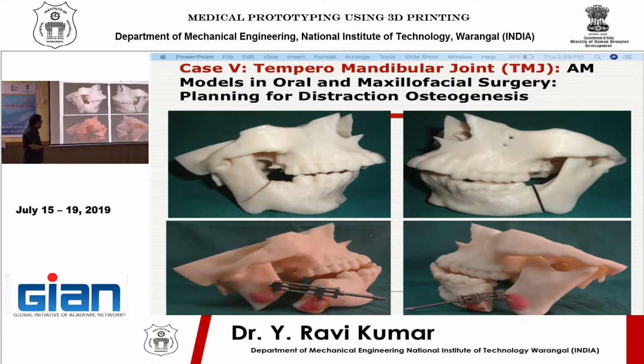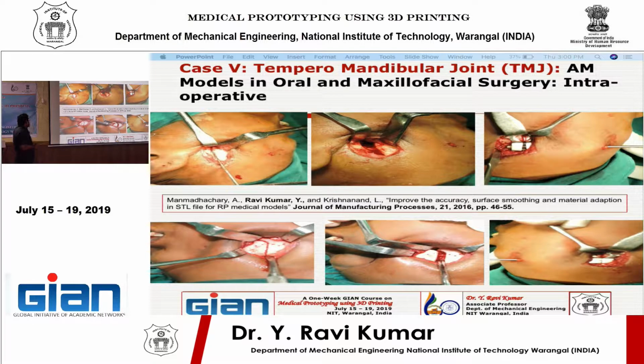This is the thing where they can do a kind of practice on these, like 1 mm, 1 mm, 1 revolution, typically for this case also, right, Chari? Okay. And this is during the surgery, where you can see they have opened, and this is the distractor. They kept it here. This is the distractor, and this is the bone, and this is what it should be, right?